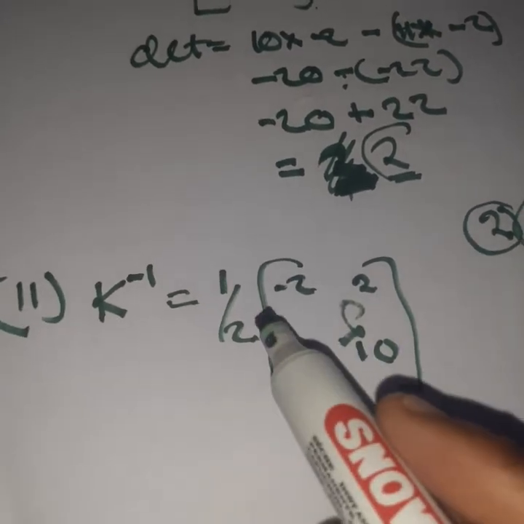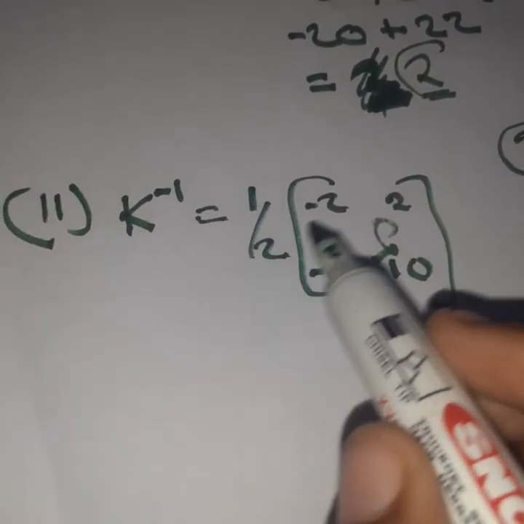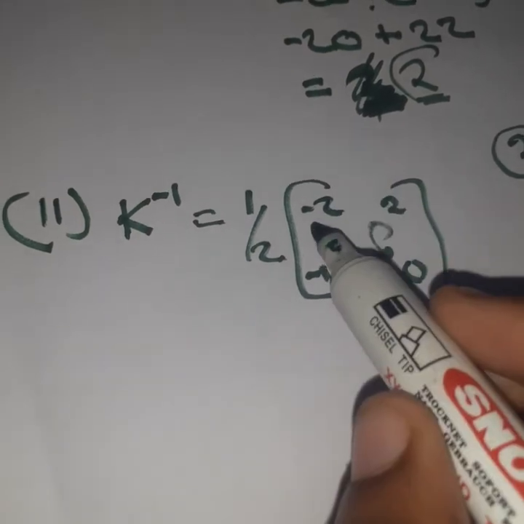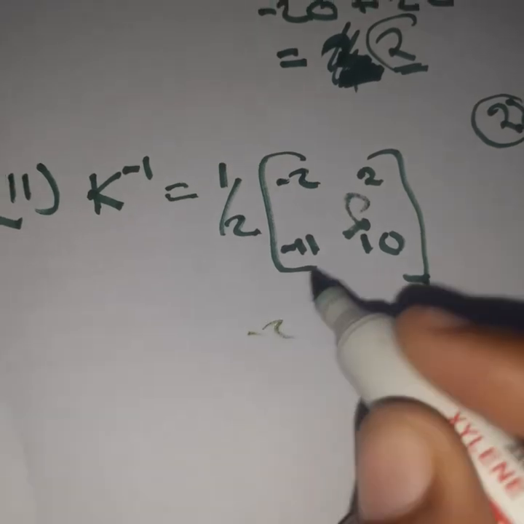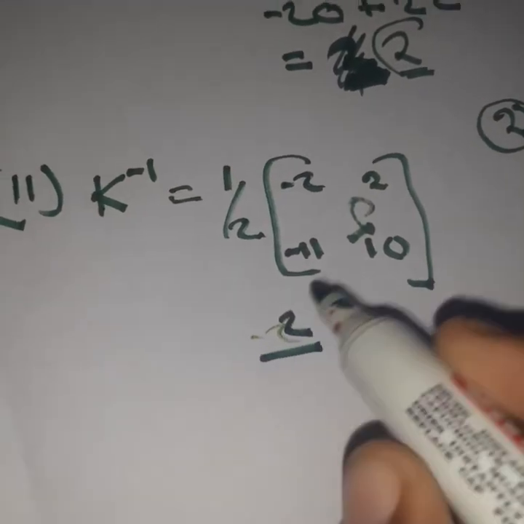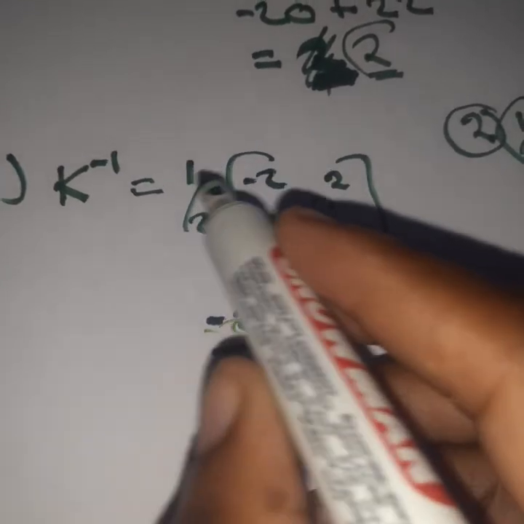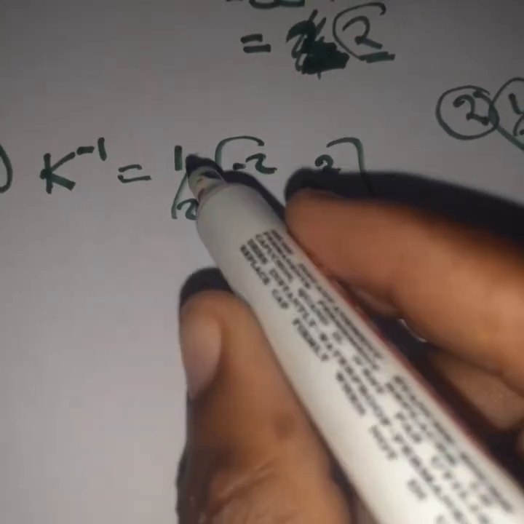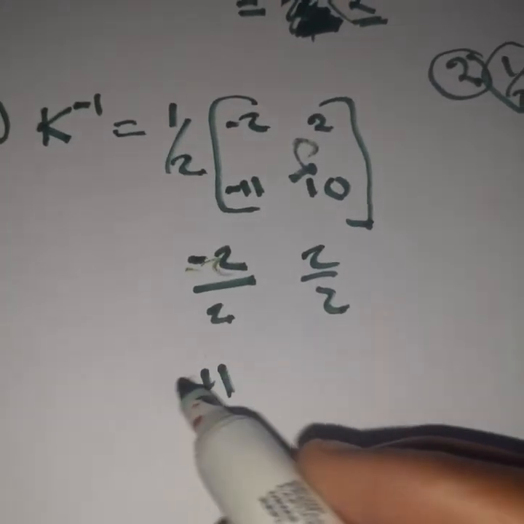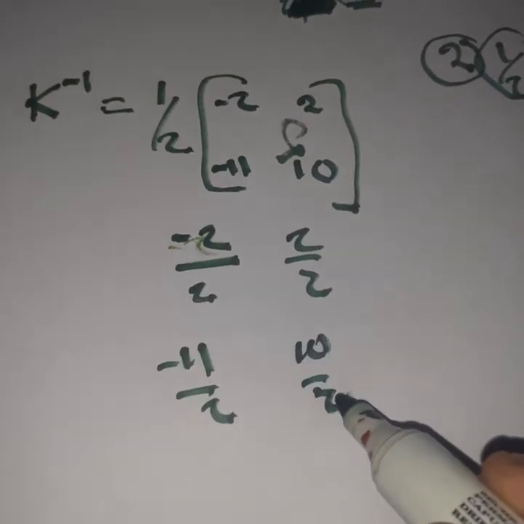Then you start multiplying what you have outside times what is inside. So we have 1 over 2 times negative 2. That is 1 times negative 2, we have negative 2 over 2. Then 1 times 2, we have 2 over 2. 1 times negative 11, we have negative 11 over 2. 1 times 10, we have 10 over 2.